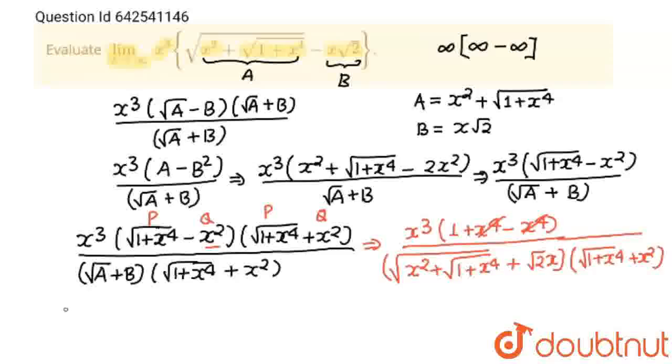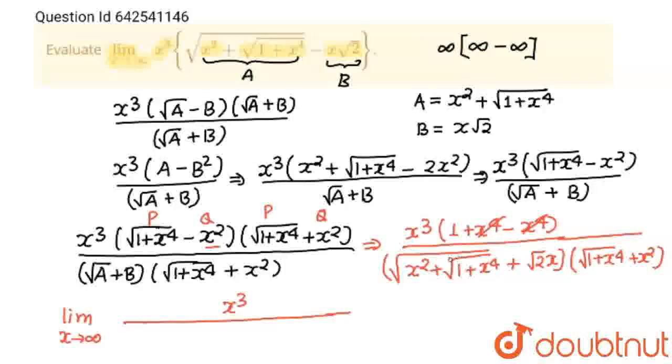Now I am going to apply the limit, x tends to infinity. In the numerator this is x cube. Now see my calculation. In one step I am going to do the calculation of two steps because this is an easy calculation. This type of calculation we do in every infinity by infinity form. That's why I am doing this.